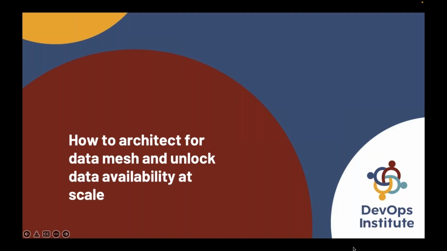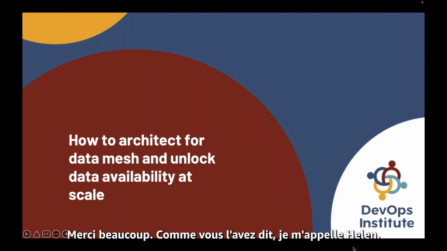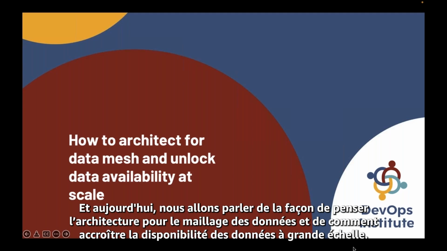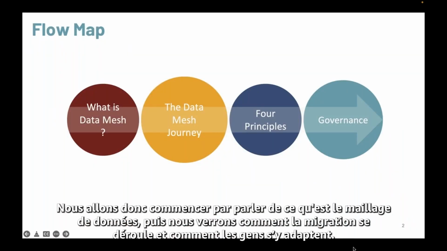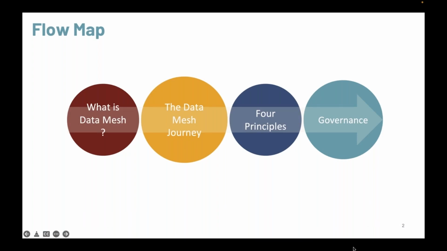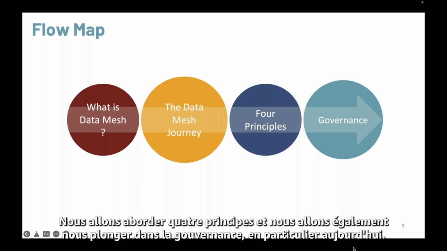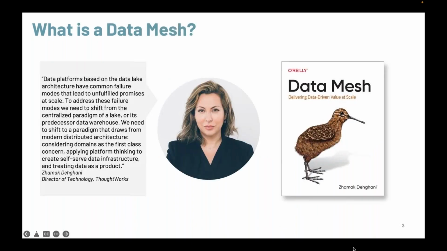Thanks so much. As you said, I'm Helen, and today we're talking about how to architect for data mesh and unlock data availability at scale. So moving from monolith to mesh. We're going to start by talking about what data mesh is and then talk about how the journey works, how people adopt it. There are 4 principles we're going to cover, and we're going to dive into governance as well in particular today. So let's talk about the origins of data mesh.